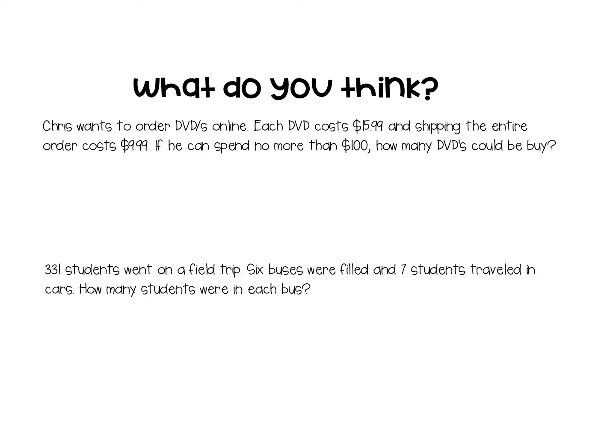All right, so I want you to just start with these 2 questions. Chris wants to order DVDs online. Each DVD costs $15.99, and the shipping, the entire order costs $9.99. If he can spend no more than $100, how many DVDs could he buy? And then 331 students went on a field trip. 6 buses were filled, and 7 students traveled in cars. How many students were in each bus? So just go ahead and take a minute and think about that in the context of the real world and see if you could come up with either an answer or some sort of equation or a guess at the answers to both questions.